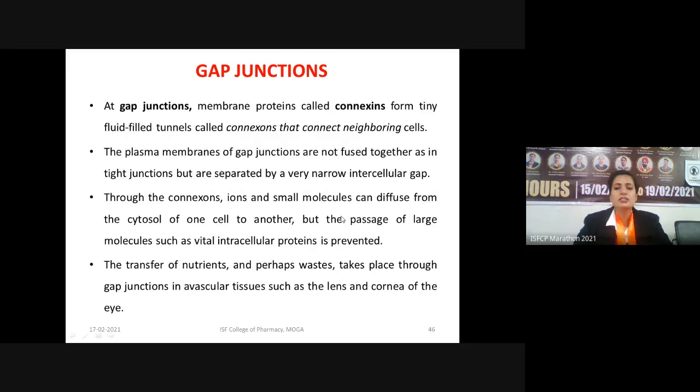But the passage of large molecules such as vital intracellular proteins is prevented. Hence, we can say that from the gap junction, only small molecules or small ions can diffuse easily, but not the larger molecules. Next, the function of gap junction is to transfer the nutrients and perhaps the cellular waste, especially in case of the avascular tissues. What are avascular tissues? Those which do not have vessels. Such tissues are the lens and the cornea of the eye.